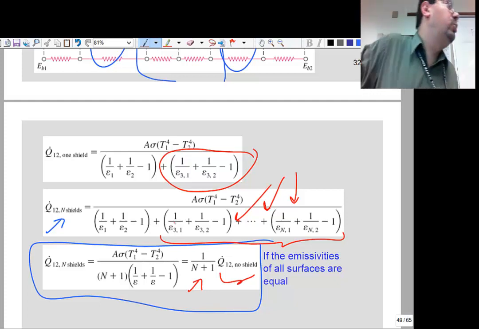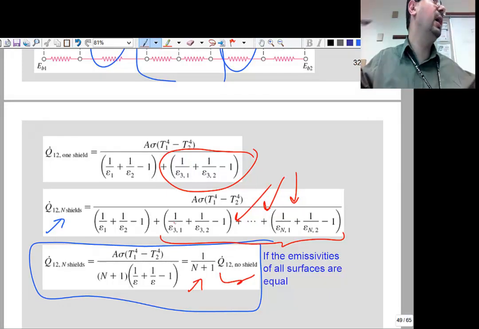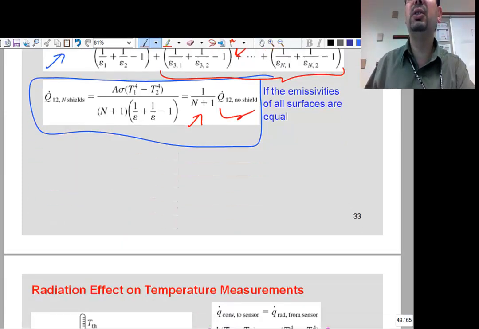So, as always, we kill the heat transfer by adding resistance in the path, adding resistance in series. That's what kills the heat transfer. And if you're going to increase it, you try to reduce the resistance between them.